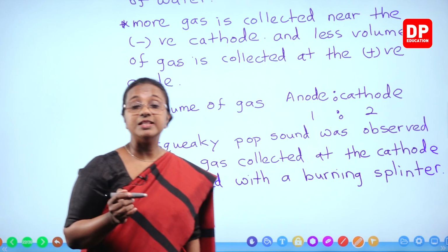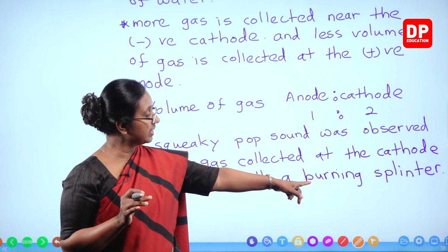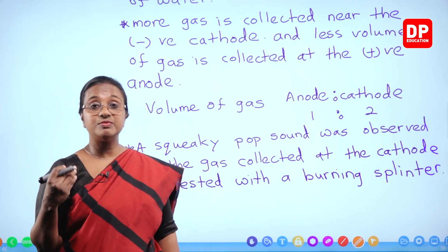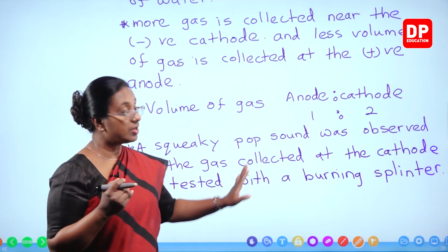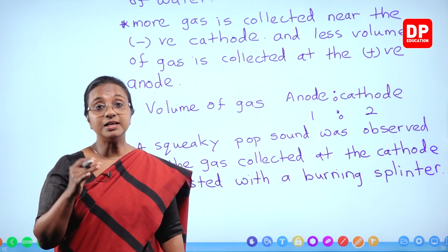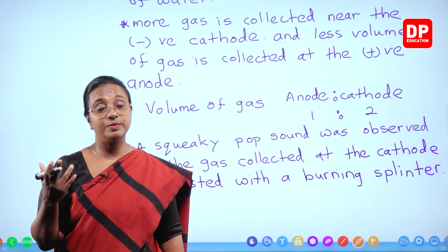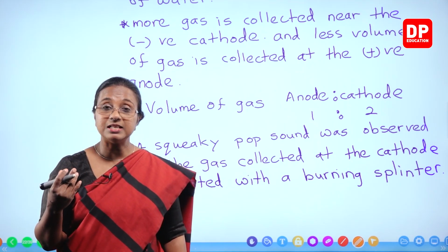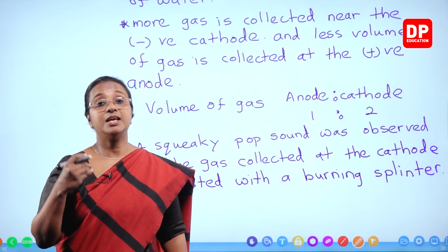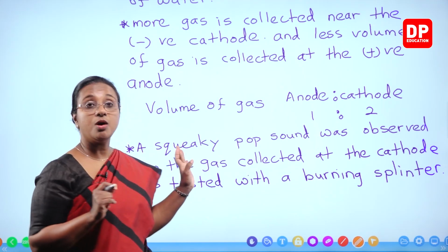So you all are familiar with the tests that are carried out to identify gases. Normally we use a burning splinter to identify hydrogen. And if it is hydrogen, it burns with a squeaky pop sound. So that was observed. To test whether the other gas is oxygen, we need to insert a glowing splinter so that if it is oxygen, it will relight and burn. That is how we confirm the oxygen gas.